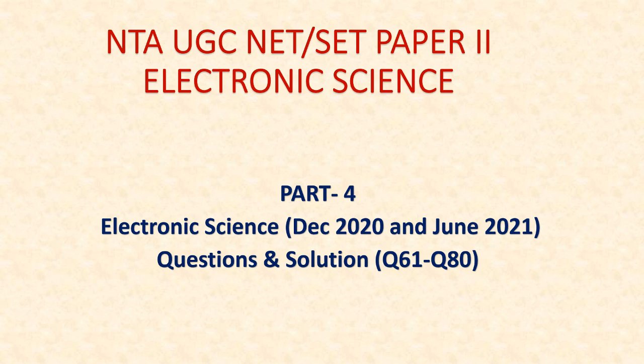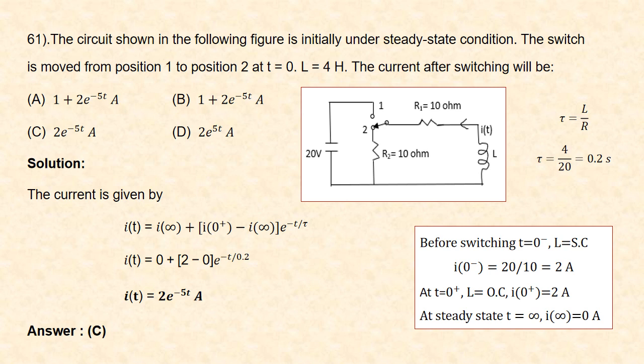In this video, we will see the next 20 questions, that is question number 61 to 80 of UGC NET Electronic Science question paper of December 2020 and June 2021 cycle. First question. The circuit shown in the figure is initially under steady state condition. The switch is moved from position 1 to position 2 at t equals 0.